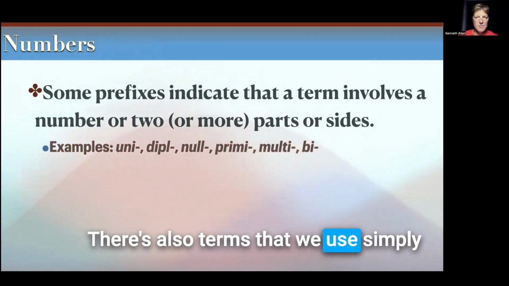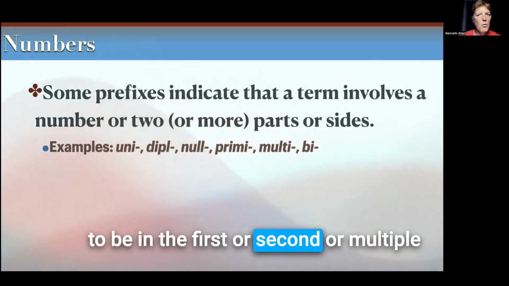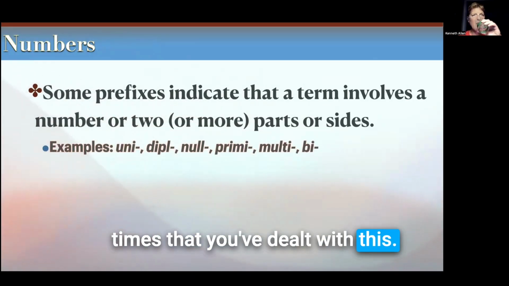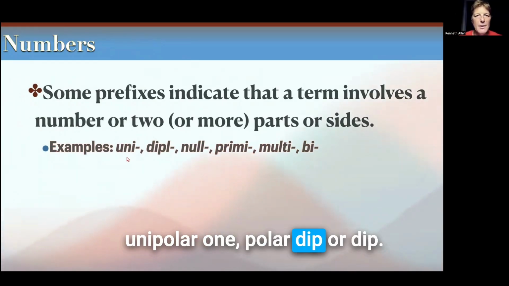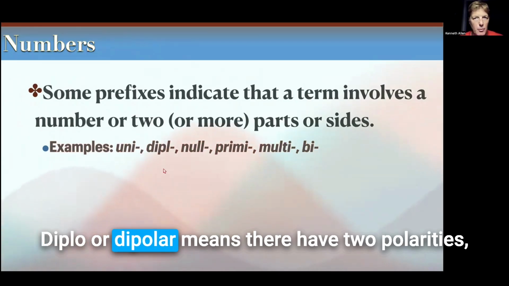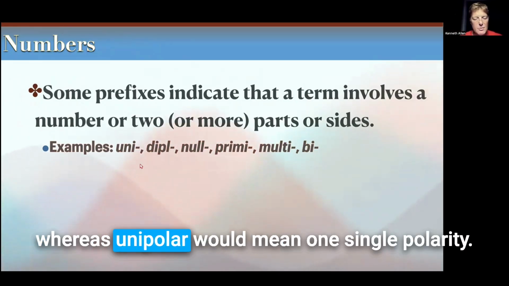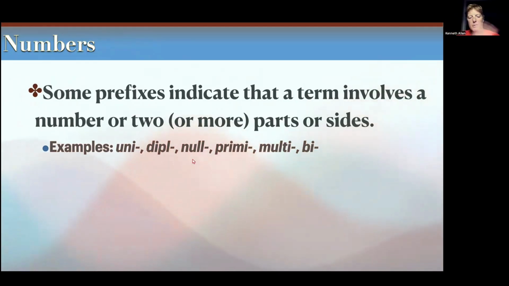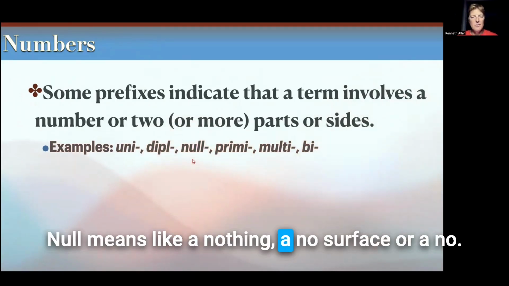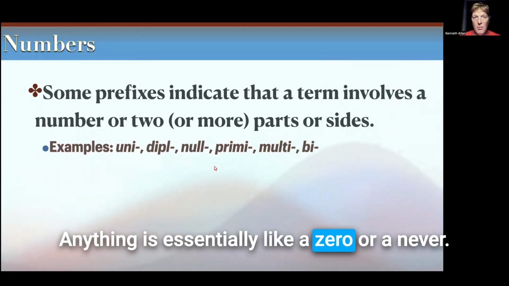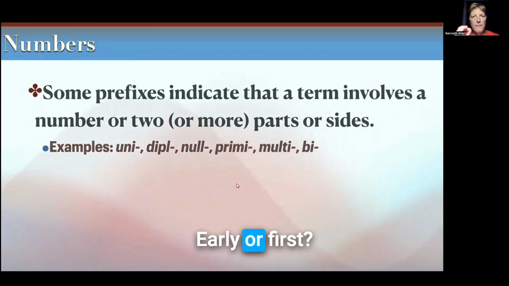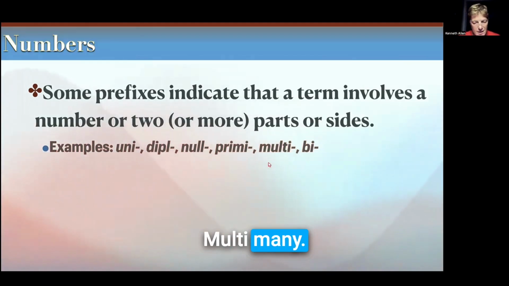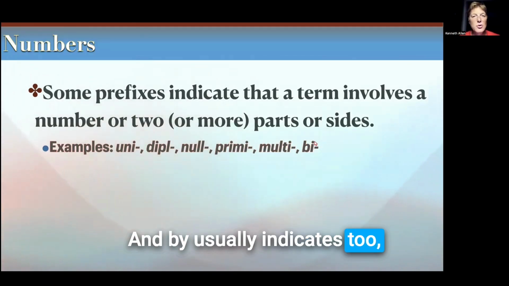There's also terms that we use simply to mean the first or second or multiple times that you've dealt with this. Examples for that would be unipolar, one polar, or diplo or dipolar means they have two polarities, whereas unipolar would mean one single polarity. Null means like a nothing, a no surface, or a no anything, essentially like a zero or a never. Preemie means what? Early or first. Multi, many, and bi usually indicates two.